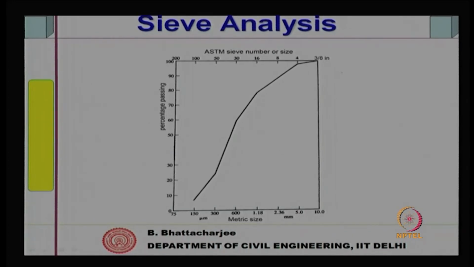Similar things you can plot for 20 and 40 mm also, and this is in ASTM sieve number or size, in inches: 3/8 inch, then number 4, number 8, number 100, number 200 sieve. This is normally the standard; most of the standards use this.